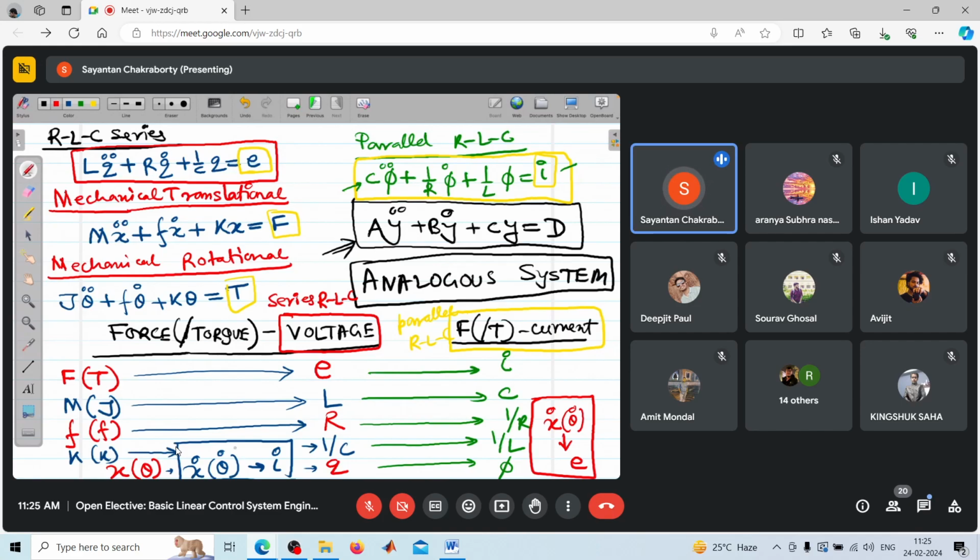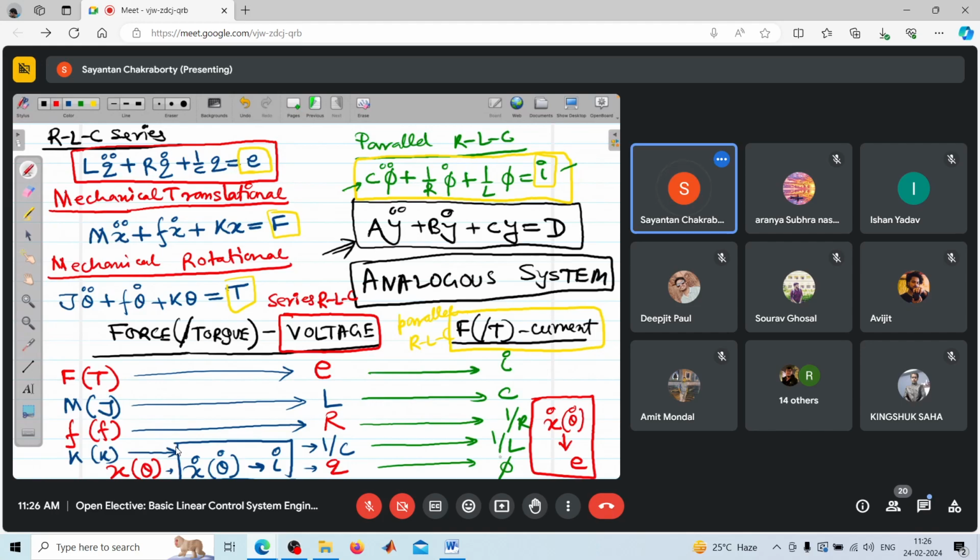Similarly, if you want to represent a mechanical translational or rotational system by a parallel RLC circuit driven by a current source, then the current represents the force or torque, the capacitance represents the mass, the inverse of the resistance, or the conductance, represents the viscous friction coefficient, the inverse of the inductance represents the spring constant, the flux linkage represents the displacement, and the voltage, since it's a parallel circuit, the voltage across any element represents the velocity or angular velocity.